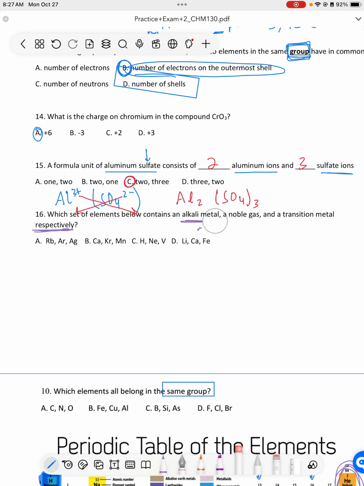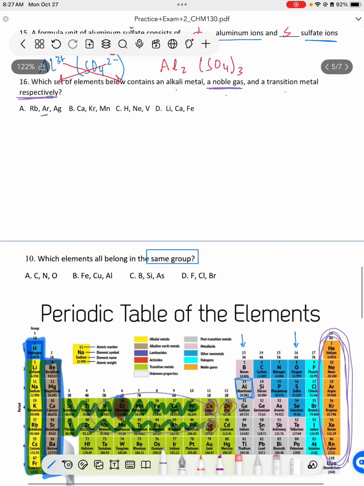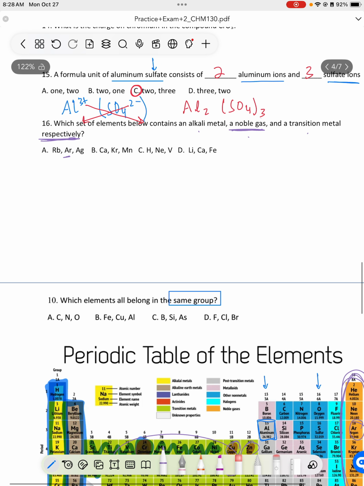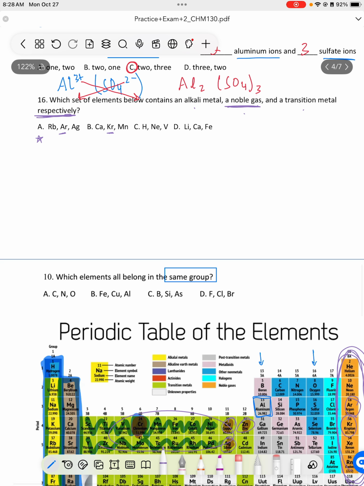So I'm going to look for an answer that has a noble gas in the middle, because it wants it in the middle, right? It has an alkali, noble, transition. So we have A has argon, and argon is a noble gas. So this could possibly be one. I don't know what Kr is. Oh, but it's a noble gas. Well, that takes that. And neon is also a noble gas, and calcium is not. So we can cross this guy off, because calcium is not a noble gas. Okay.